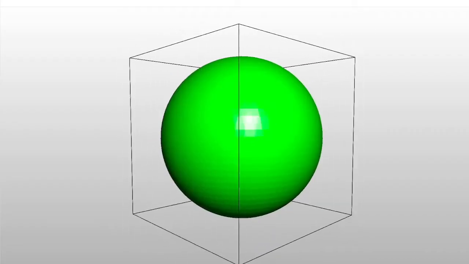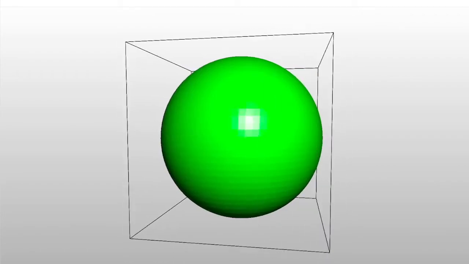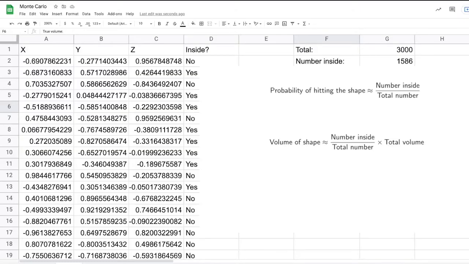Now here, I have a sphere inside a cube. I generate 3 random coordinates, x, y, and z, and I ask, are we inside the sphere? So we did this 3,000 times as well. We have the number inside is 1,586. That gives an estimated volume of 4.22.